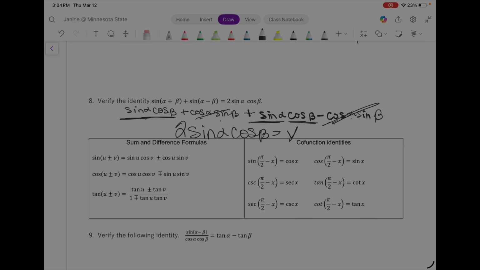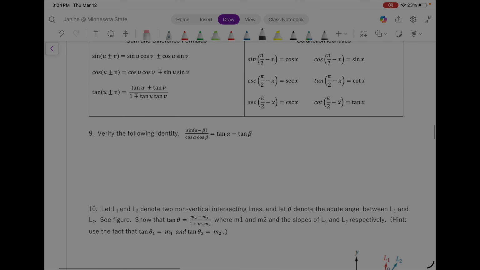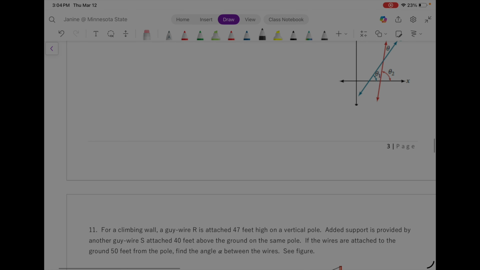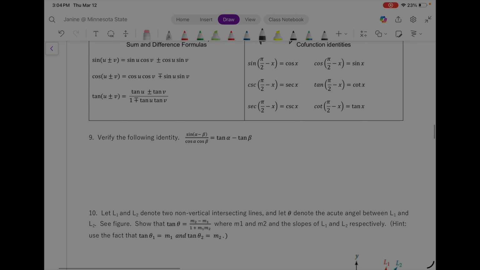Another verify. I feel like you kind of get the handle on that. I'll do it quick, but then I'd like to get to these two. The last two here are definitely the challenge problems. This one, number 9, not so much, but 10 and 11 certainly are.